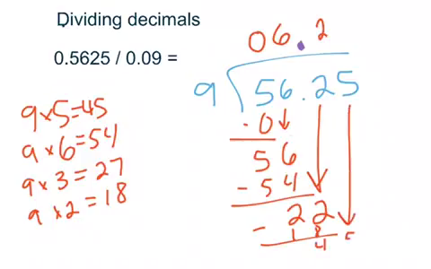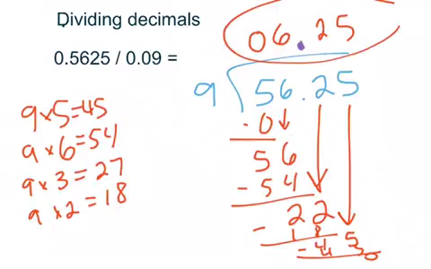Now I bring down my 5 and ask myself, how many times can 9 go into 45 evenly without going over? Well, I've already found that math fact, and I know that 9 times 5 is going to give me 45. So I say 9 times 5 gives me 45. I subtract and I'm left with 0. I know that I'm done because I have no more digits to bring down, and my divisor is less than my dividend. So I have my answer, which is 6 and 2500ths.